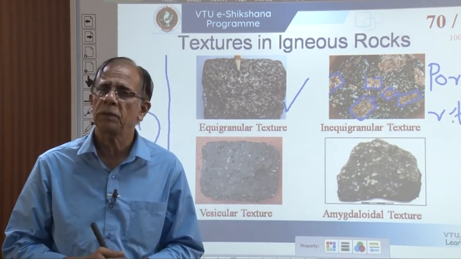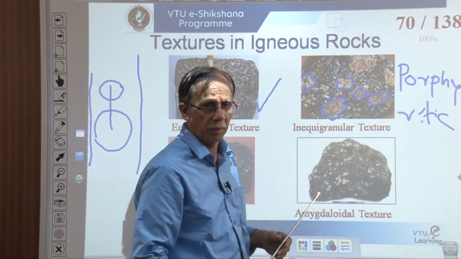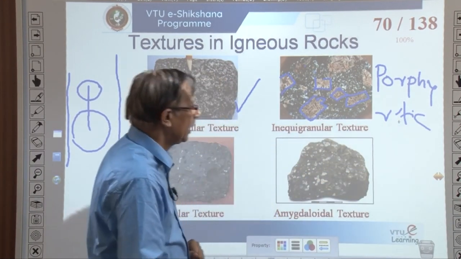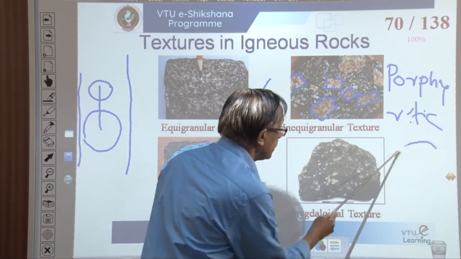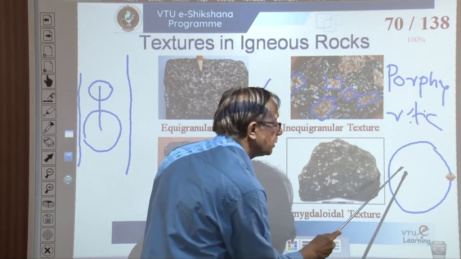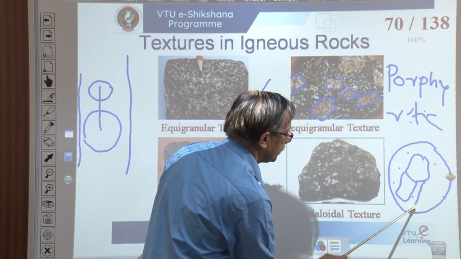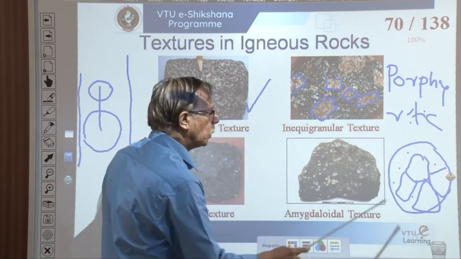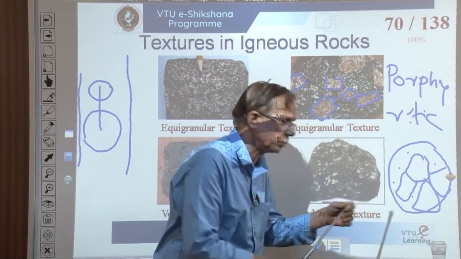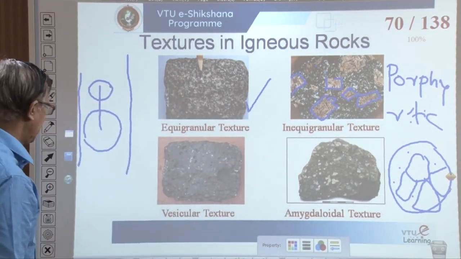There are two types of inequigranular. You find here larger grains are only few in number, smaller grains are the majority. That is an unequal size. I show you another case. In some cases, smaller grains are few in number, and the rest are all larger grains. Means only few grains are smaller, few grains are larger. This is also unequal size. Then it is called poikilitic, P-O-I-K-I-L-I-T-I-C.